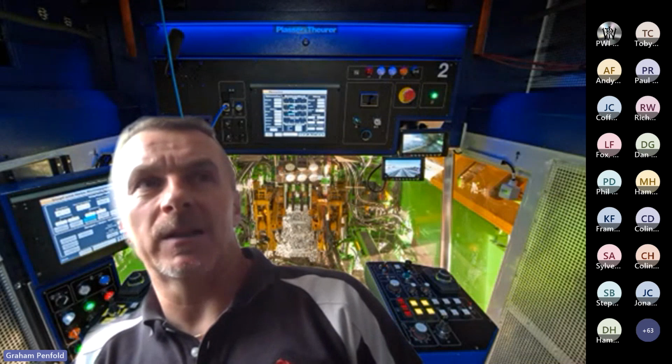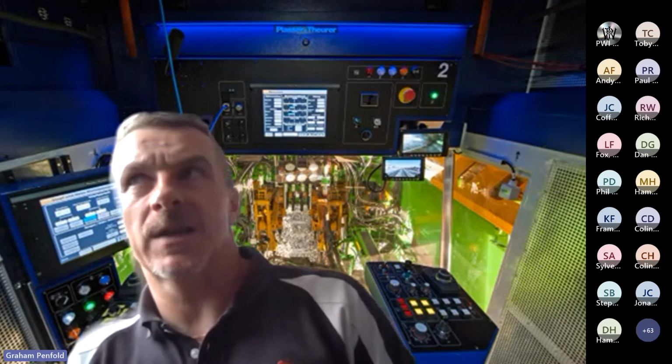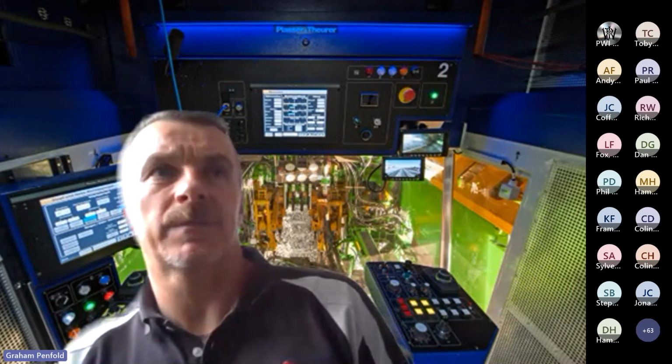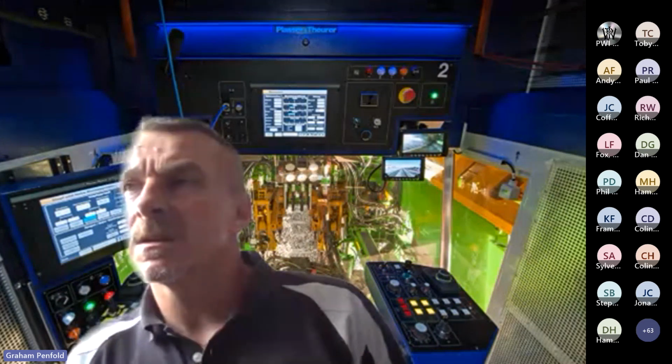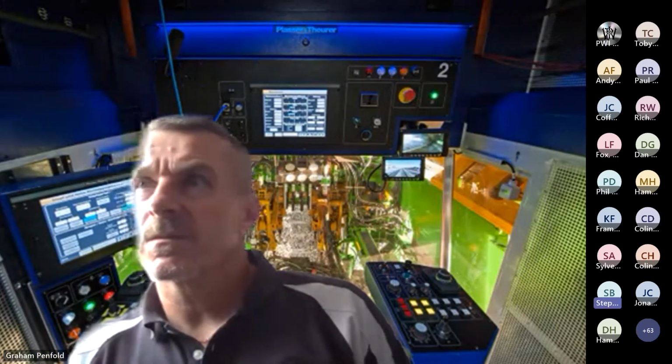Make sure you've got enough ballast, and make sure you tamp at the correct levels, particularly the shallow depths that steel sleepers are. Okay, thank you, Graham.